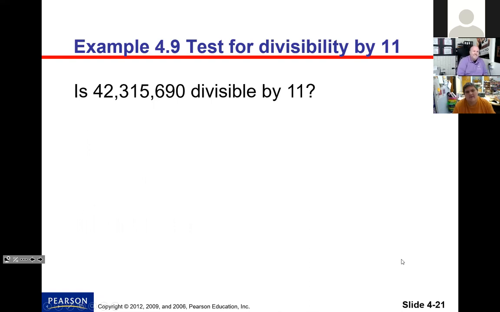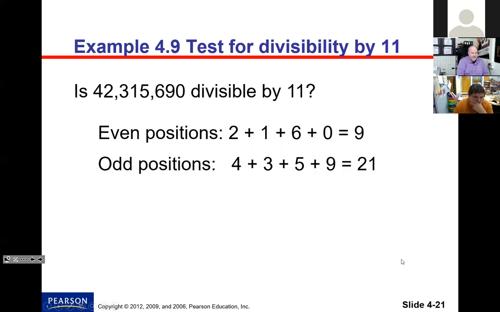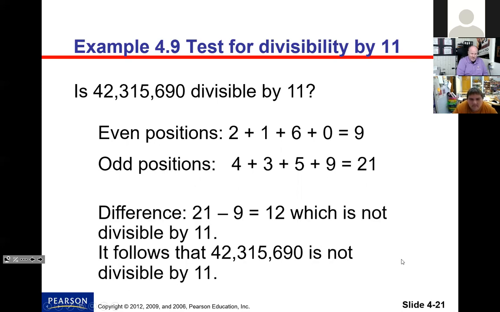42,315,960. 690. Let me actually get the right number. So let's look at the even positions. The even positions would be the 2, the 1, the 6, and the 0, right? Add those up, you get 9. The odd positions would be the first 4, then the 3, then the 5, then the 9, and you get 21. Then you subtract them. So 21 minus 9 is 12. 12 is not divisible by 11. So that 42 million is not divisible by 11.